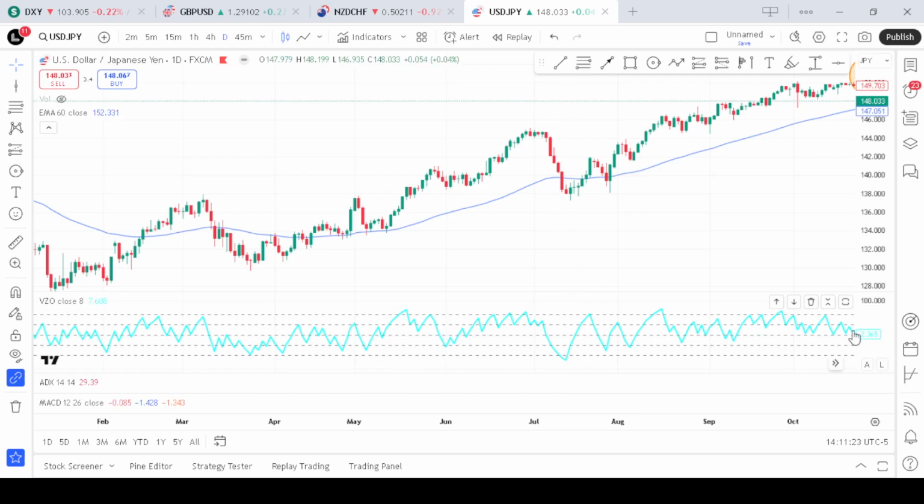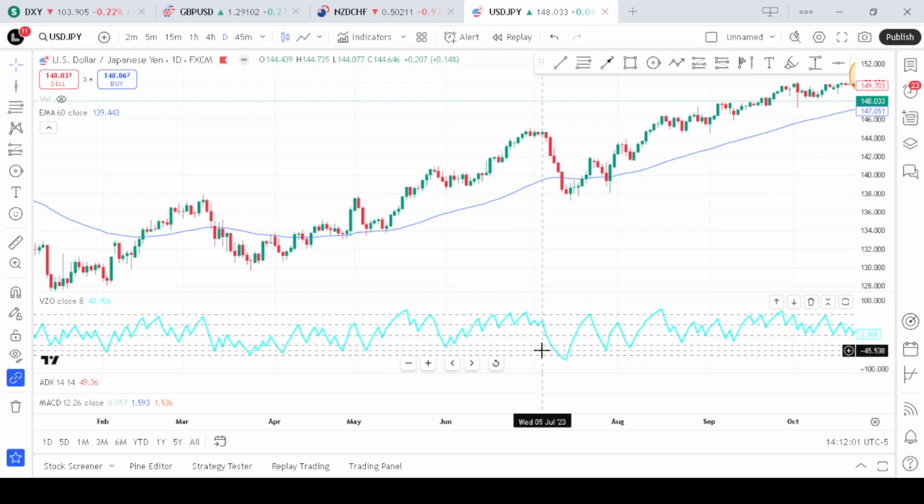The next levels you need to take note of are positive 15 and negative 15. These levels serve as early indicators of potential trend reversals in non-trending markets. For instance, if the VZO crosses above 15 in a sideways market, it might be an early sign of an emerging bullish trend.